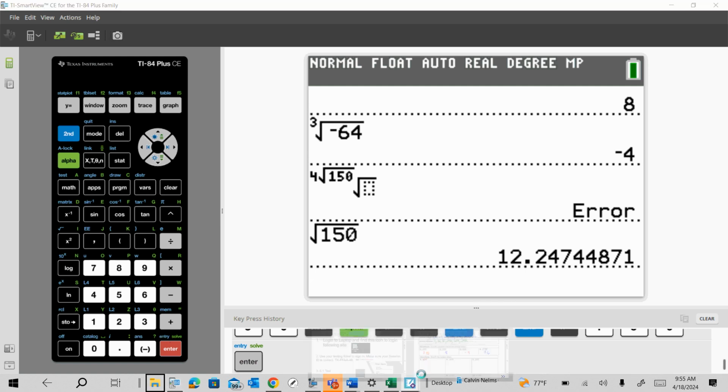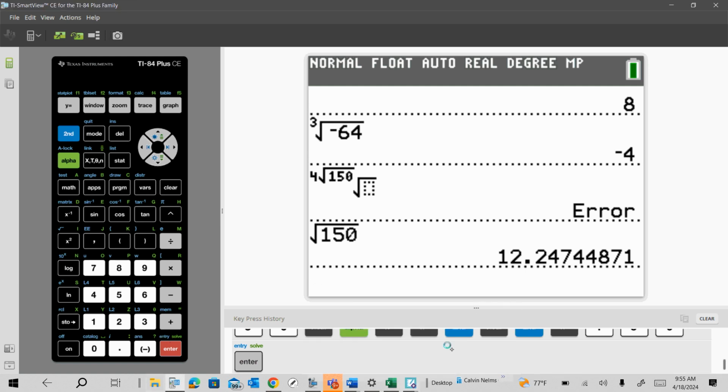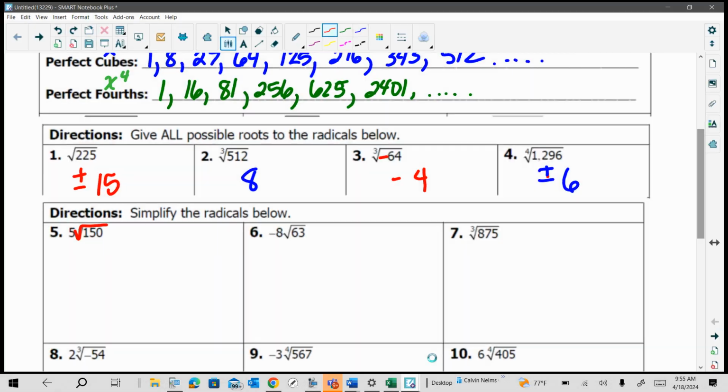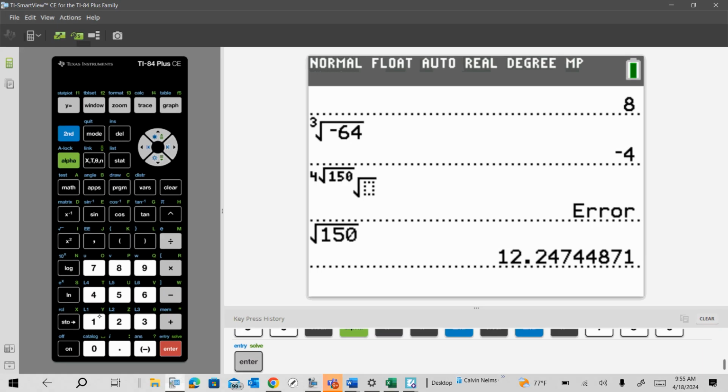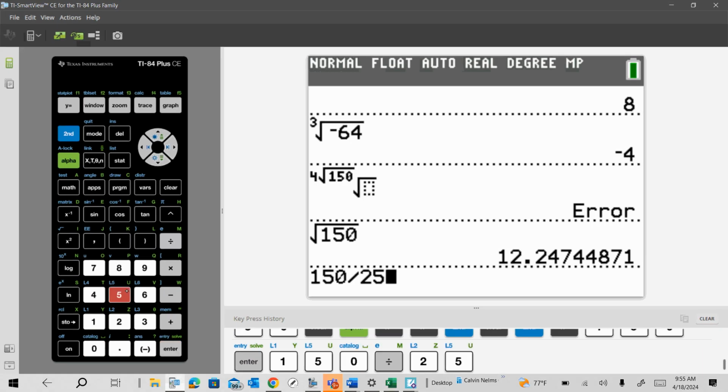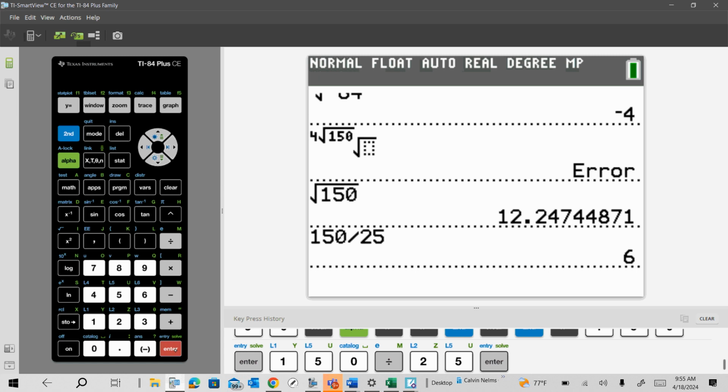So to simplify it, I'm trying to find a number up here. Let me get my pen. In this first row, that would go into 150. 25. Yeah, 25 is the largest number. It's a perfect square. Like I can check, it needs to divide evenly. 150 divided by 25. There are my factors.